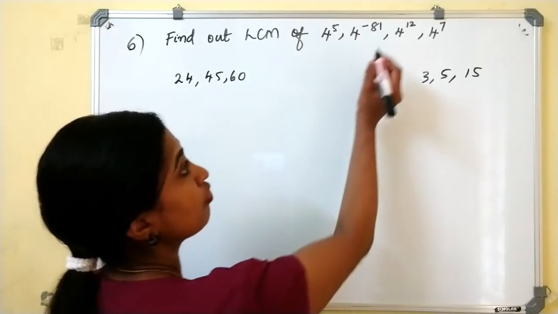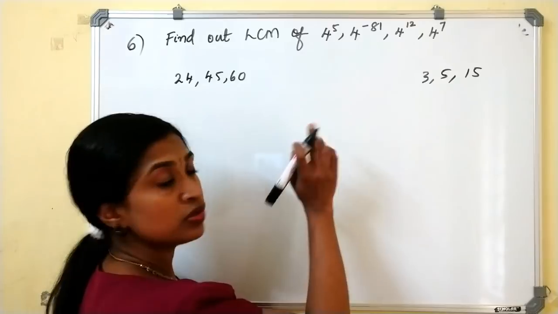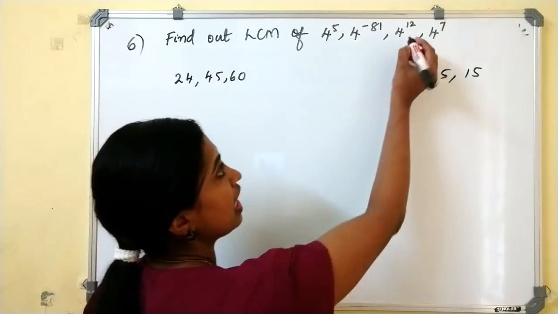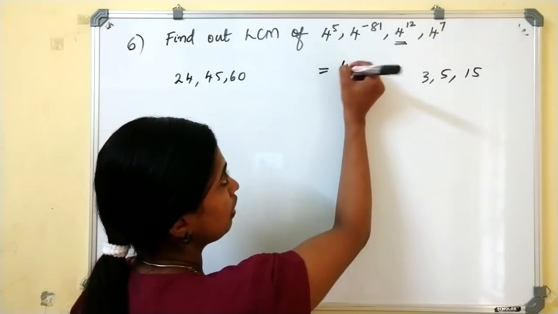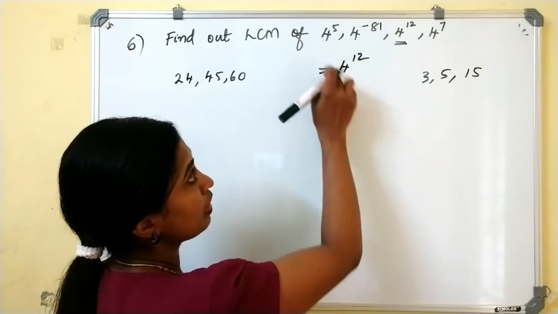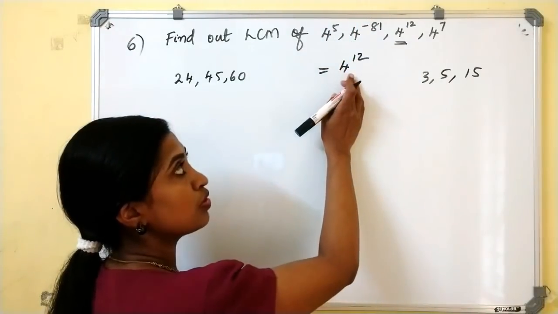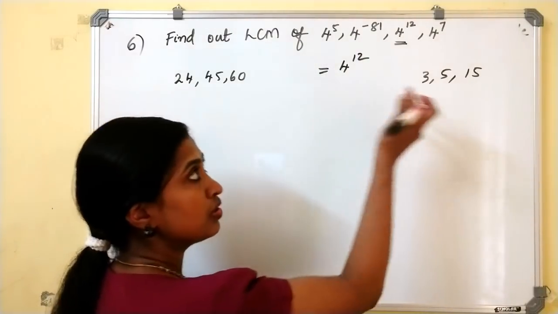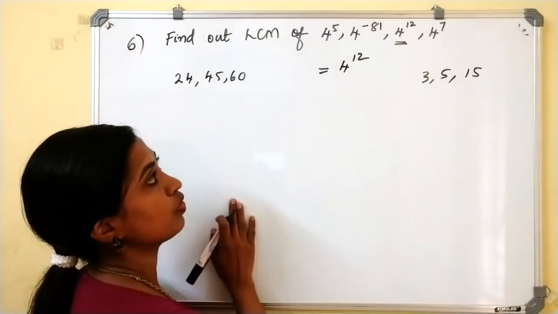In this case, 4 raised to 12 is the largest number. 4 raised to minus 81 is not the largest number because 4 raised to minus 81 is 1 by 4 raised to 81. So here the largest number is 4 raised to 12. So this is the answer. 4 raised to 12 is divisible by 4 raised to 5. 4 raised to 12 can also divide 4 raised to minus 81. Similarly, 4 raised to 7 can also be divided by 4 raised to 12. So, the answer is 4 raised to 12.